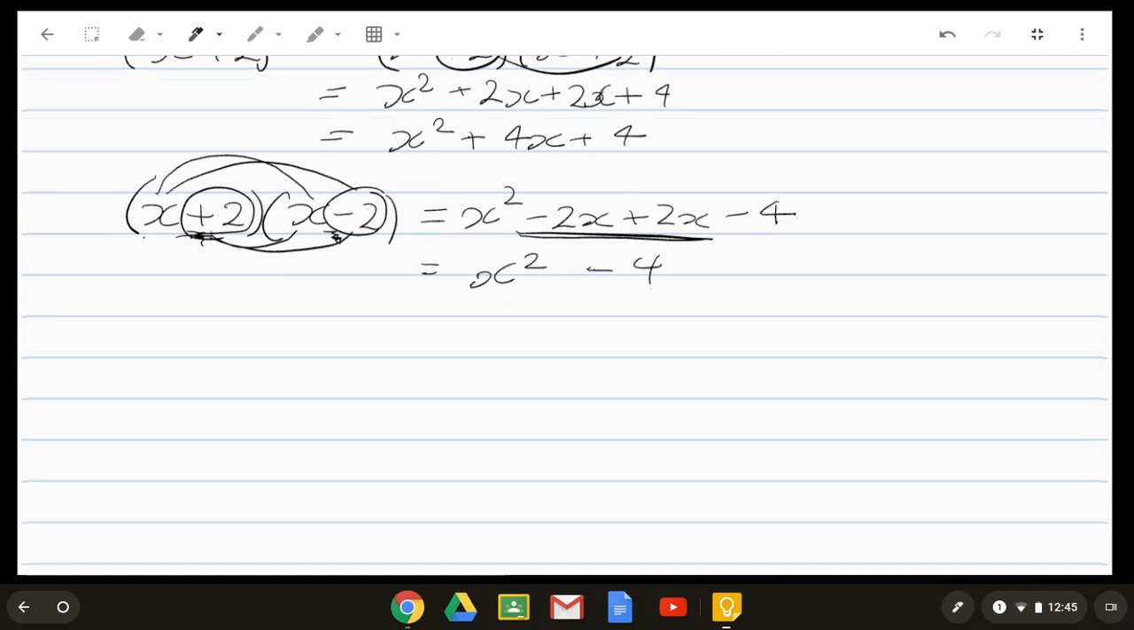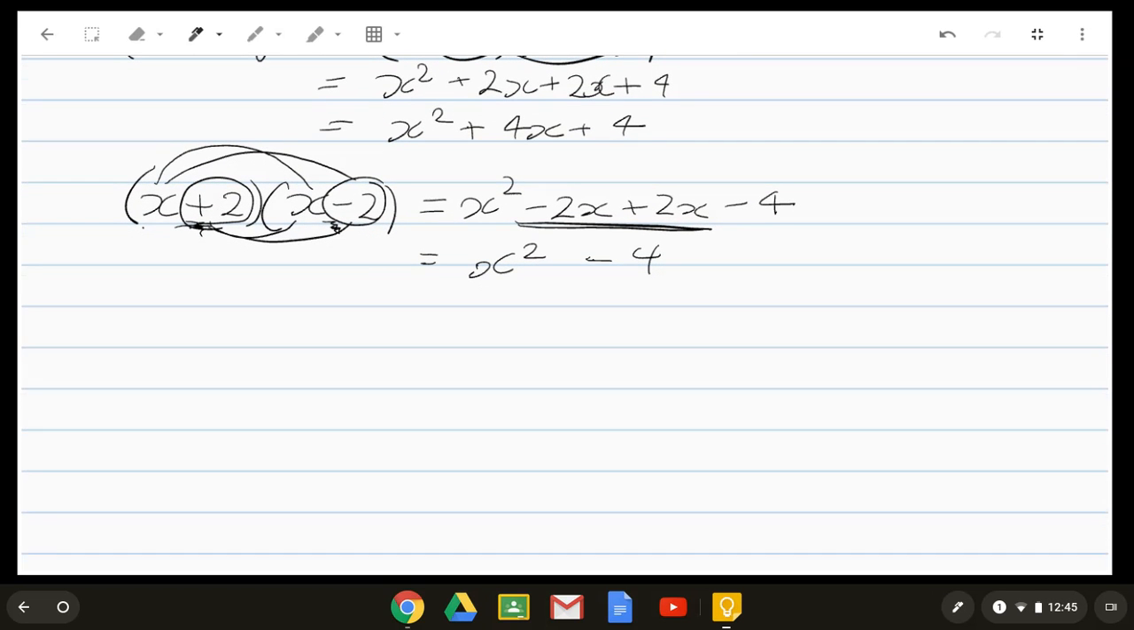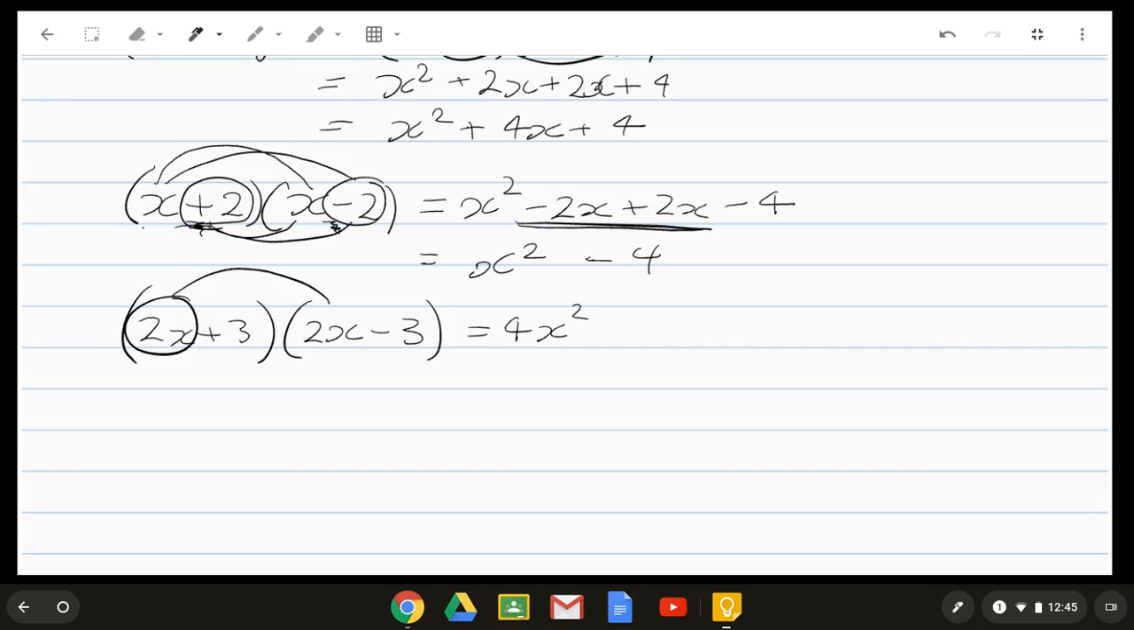Let's see what happens when we do it with something a little bit more complicated. 2x plus 3, same in both brackets, 2x, except this one's negative. So we get 2x times 2x, 2 times 2 is 4, x times x is x squared, 2x times minus 3, so it's going to be minus 6x.